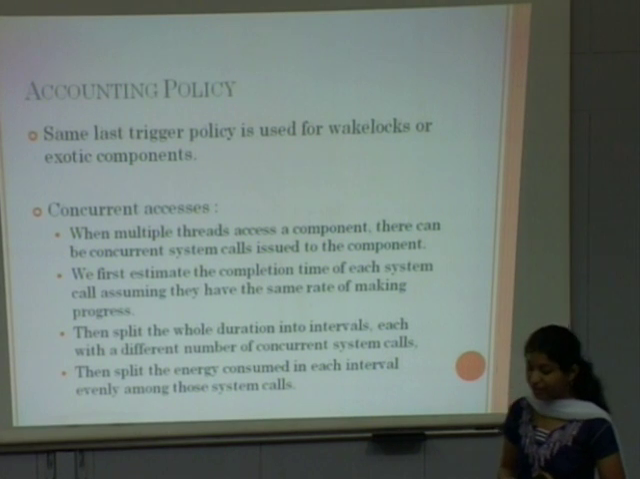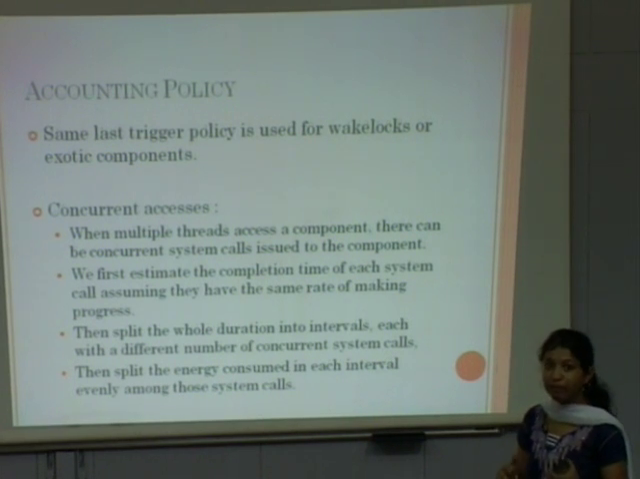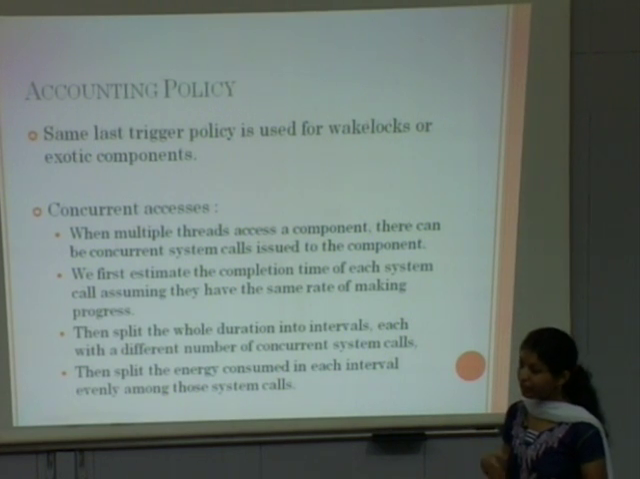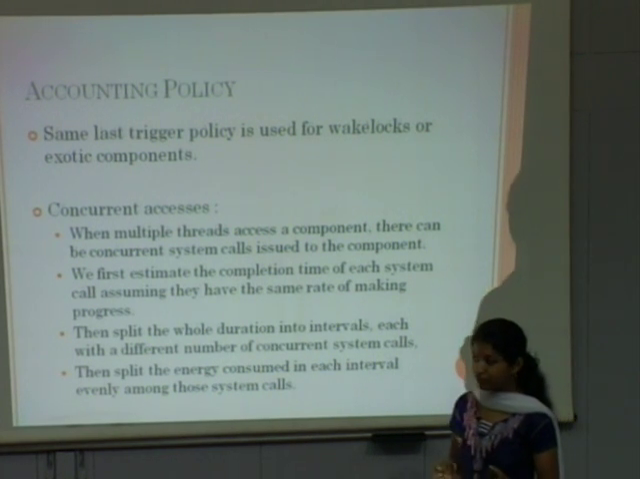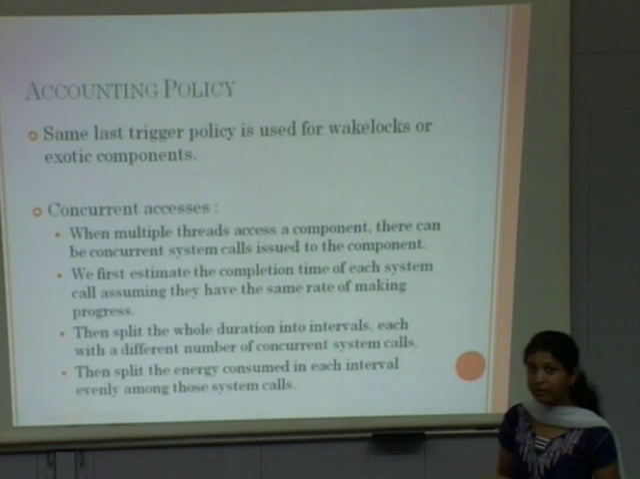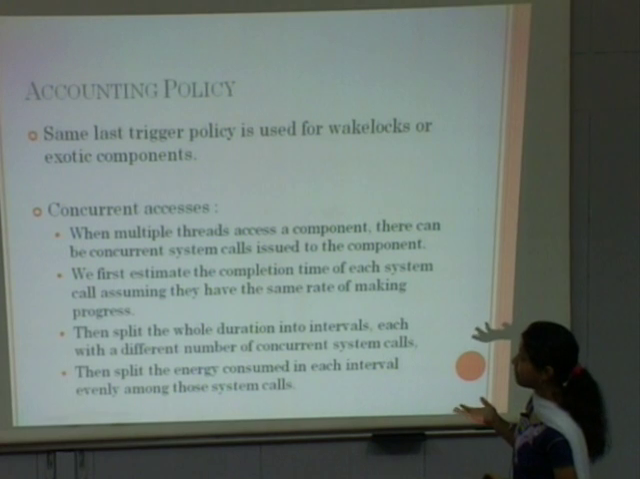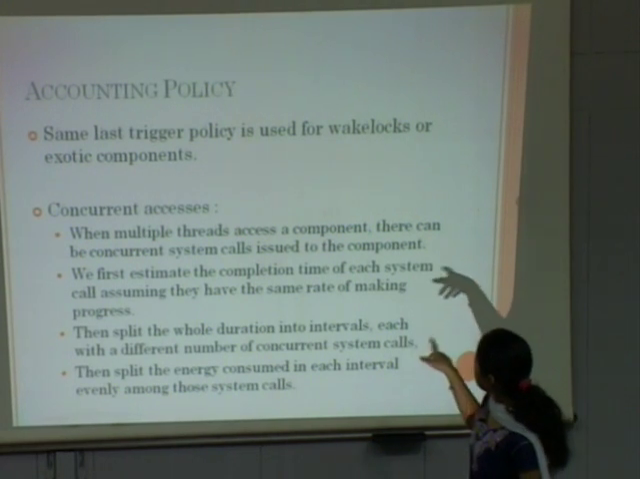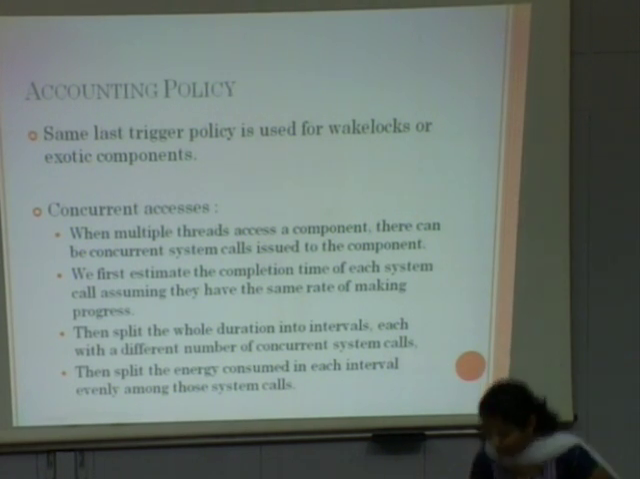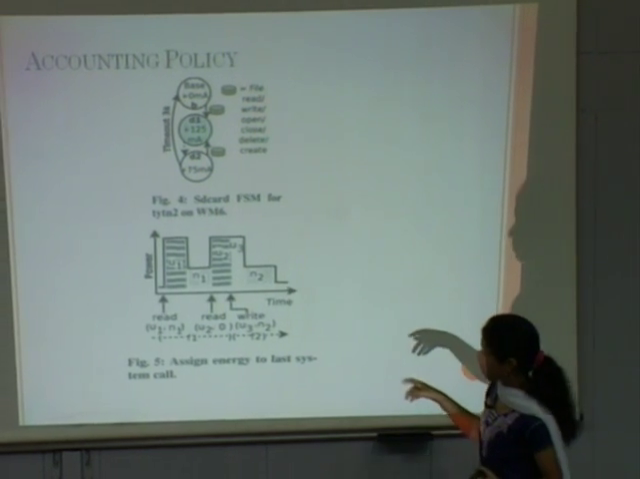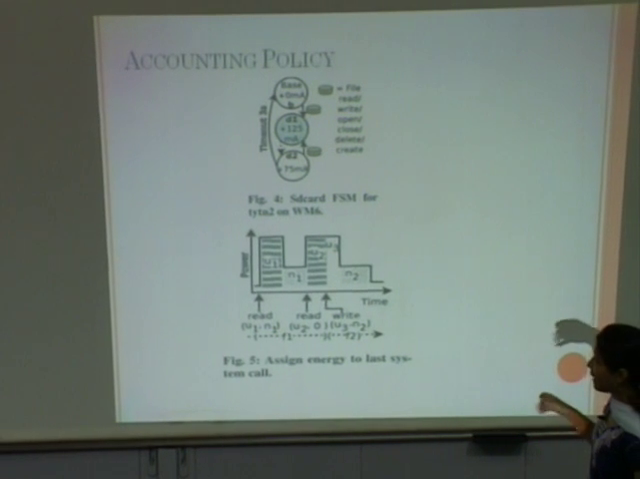Suppose any component is there. At a time, a component may be used by many different entities. Suppose the SD card is there. Many different activities, like we may be doing two reads and writes on the SD card at the same time, doing several tasks at the same time. So concurrent access to that device is always there. So we have taken an example for concurrent device access. This is an SD card usage diagram.